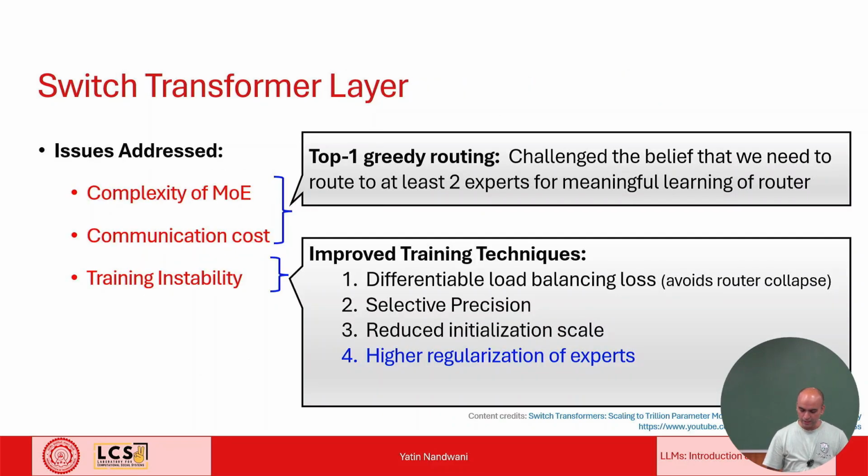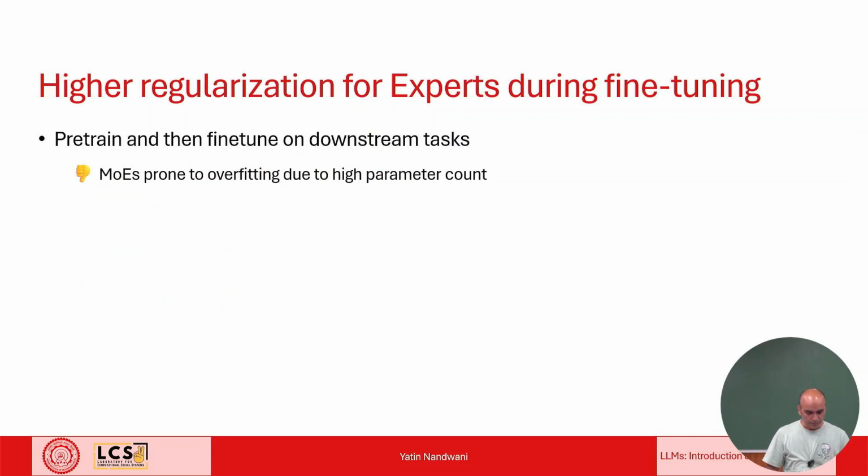Okay, so another idea that they tried is higher regularization of experts. Typically a uniform dropout is used to regularize the model, and typically that value is 0.1, right? But then MoEs are increasing the model size, so there are more chances of overfitting. This is machine learning 101: if your model size increases, then you need more regularization to avoid overfitting, right? So what they do to solve this is that they increase the expert dropout for increased regularization.